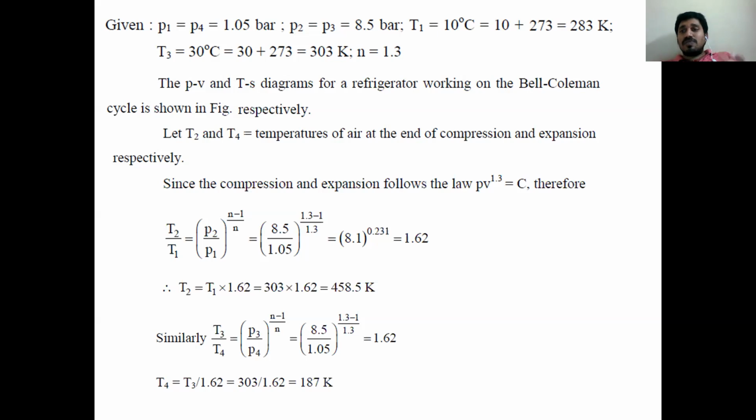If that problem is related to adiabatic, then instead of N we write gamma, and we will determine the same values with the gamma value.